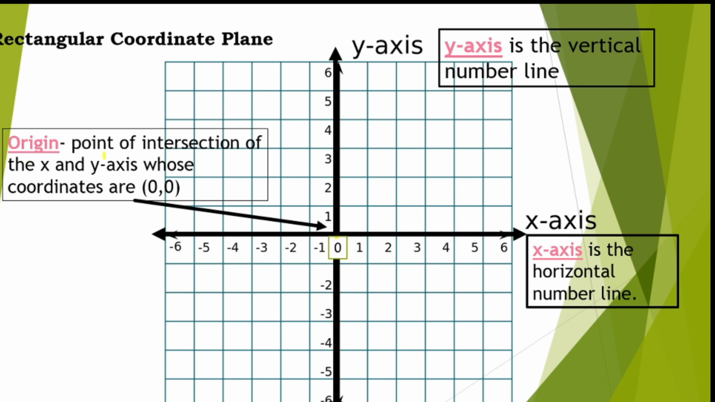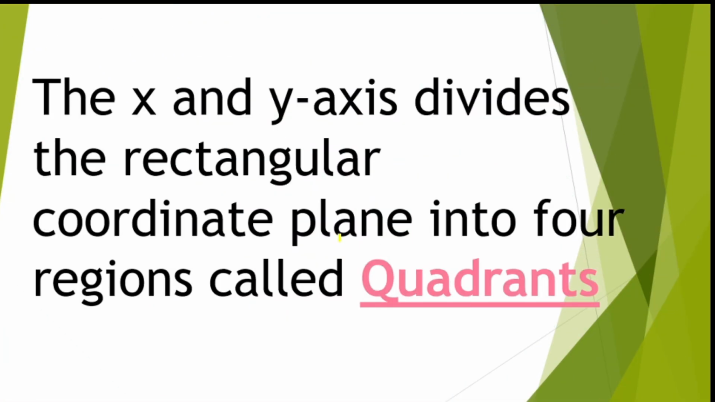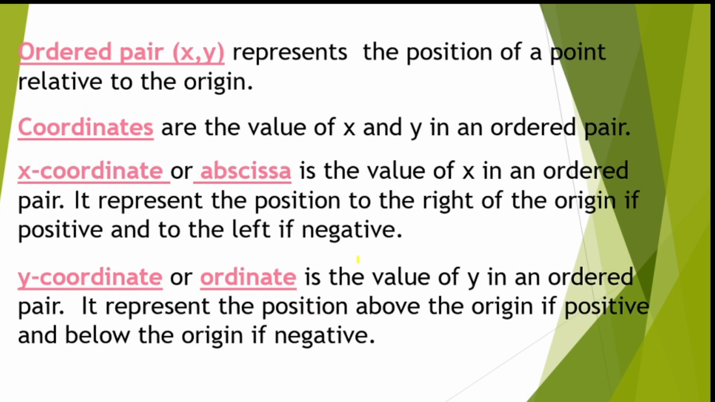The origin is the point of intersection of the x and y axis, whose coordinates are 0, 0. The x and y axis divide the rectangular coordinate plane into four regions, and that is what we call quadrants. Ordered pair, the x, y. It represents the position of a point relative to the origin.